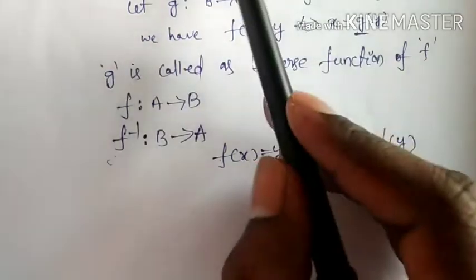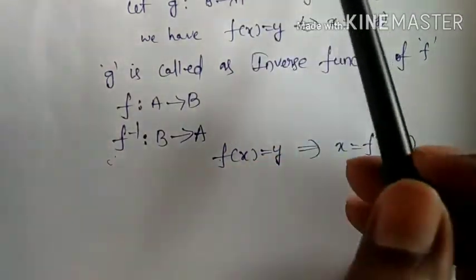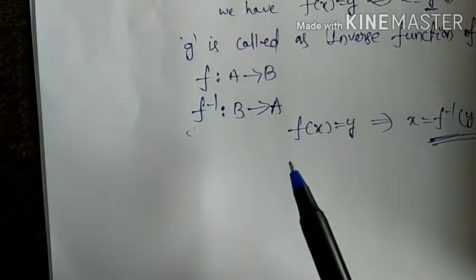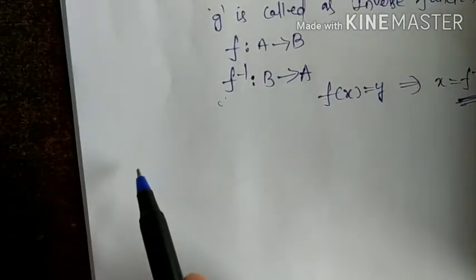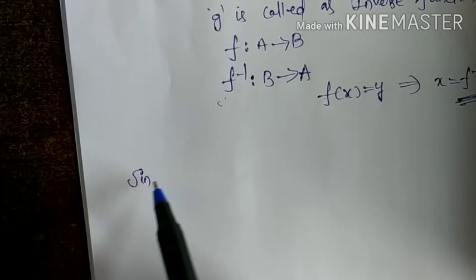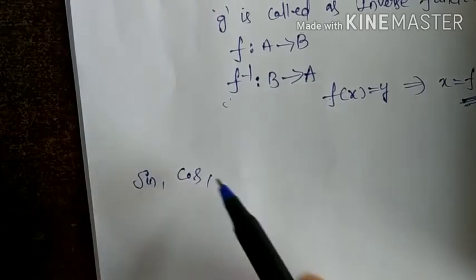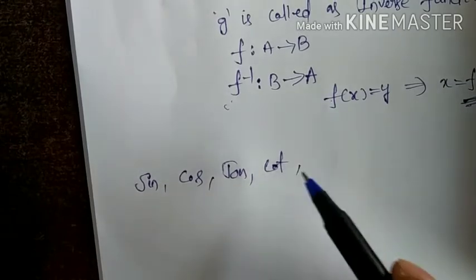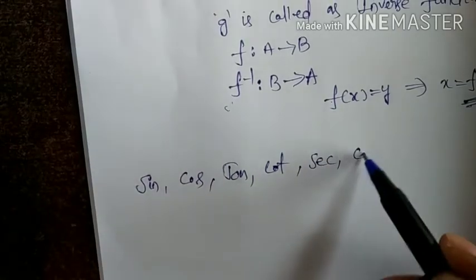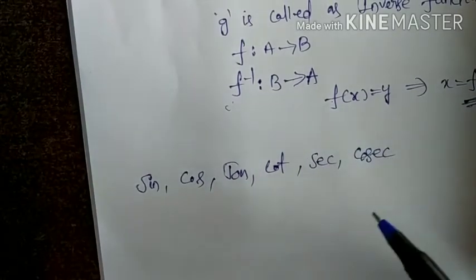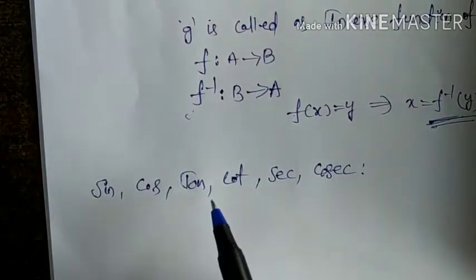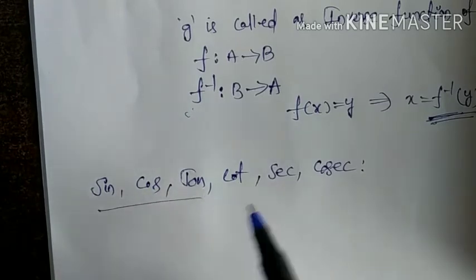So now let's see trigonometric functions. Already you have studied the trigonometric functions in class 11, but again you have to know these functions. Basic 6 functions are there: sine function, cosine function, tangent function, cotangent function, secant function and cosecant function. These are the basic 6 trigonometric functions, and already you have learned for what values these functions are defined.